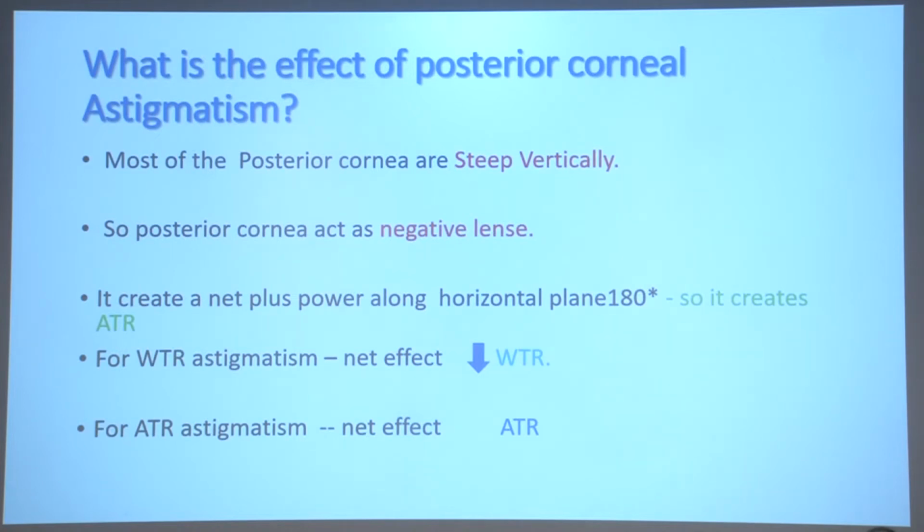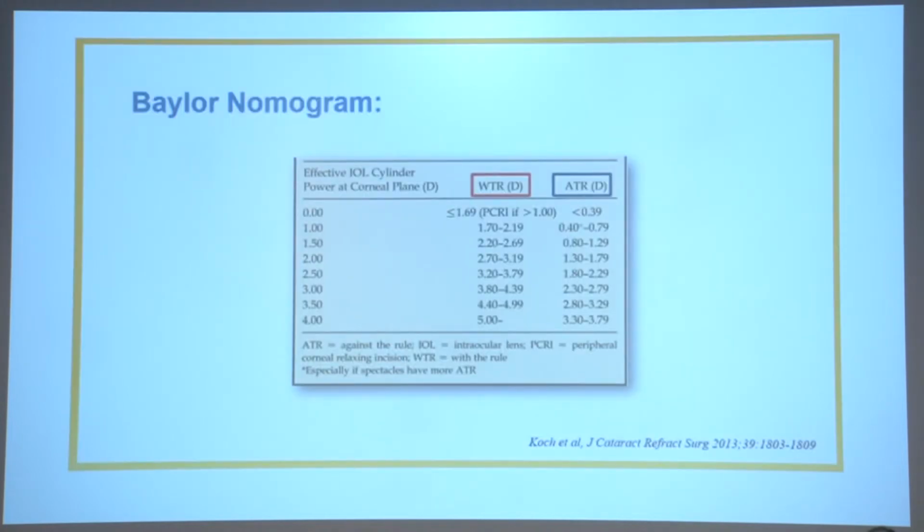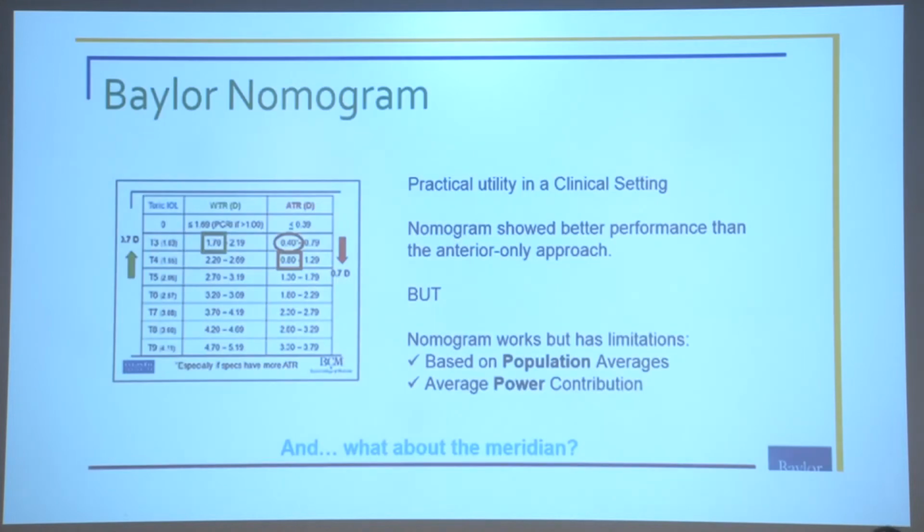So now, over the period of time, in the next year, for this understanding, Dr. Baylor came up with one nomogram for how to apply these variations, and this nomogram was widely accepted at that time, in 2013-2015. The nomogram shows better performance than what we were doing with only corneal topography or anterior keratometry, but they are also limited by population averages.